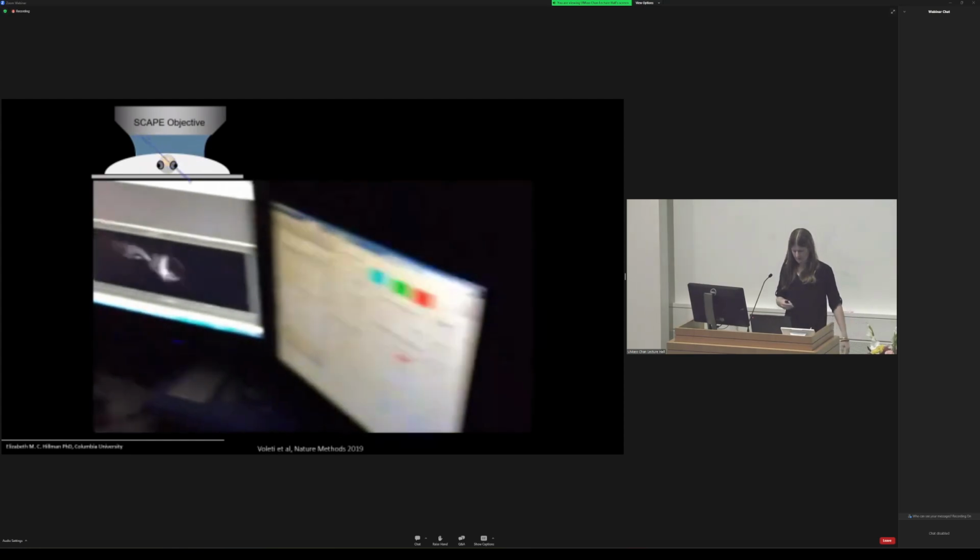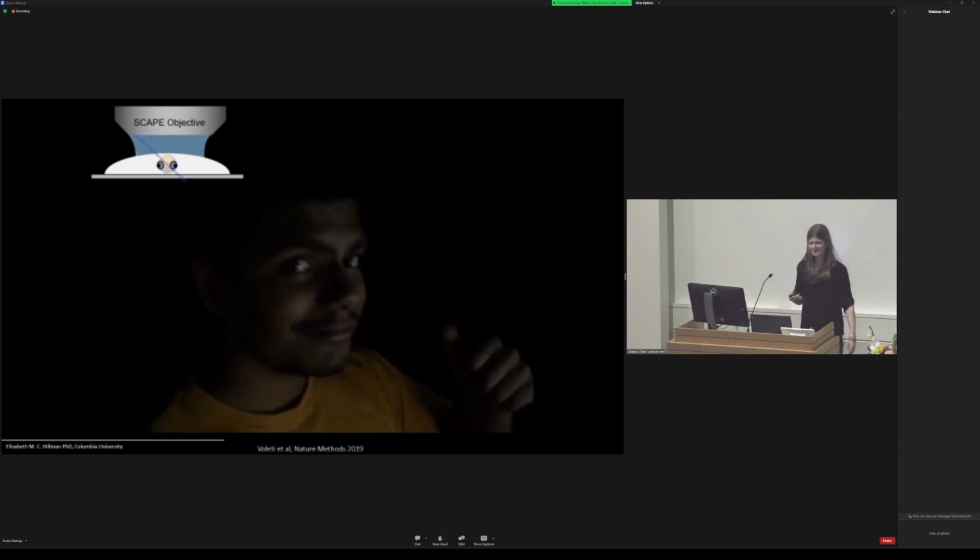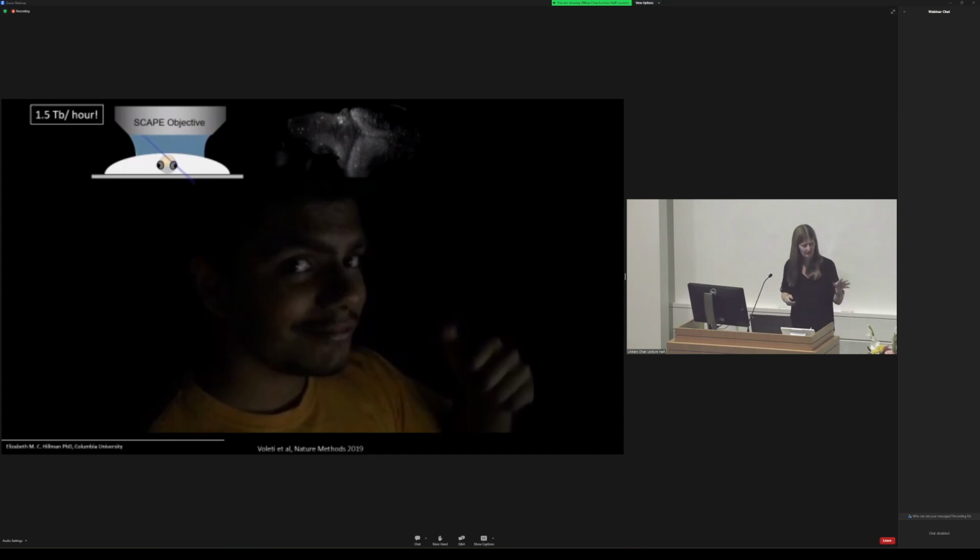And that's it. We were imaging this fish for an hour, and that's Venkater. And he's like, "What are you doing?" And I'm like, just ignore me. 1.5 terabytes an hour on the slow system, about 6 terabytes an hour on the big system.